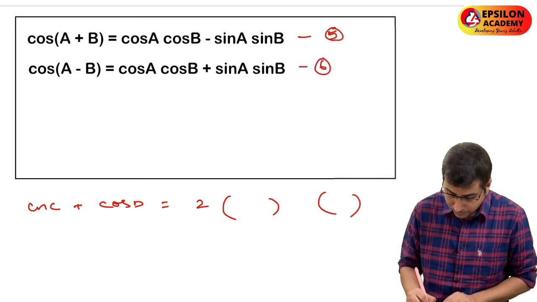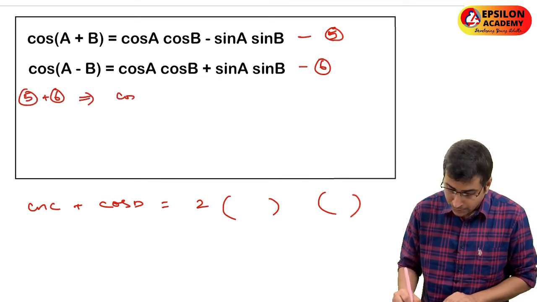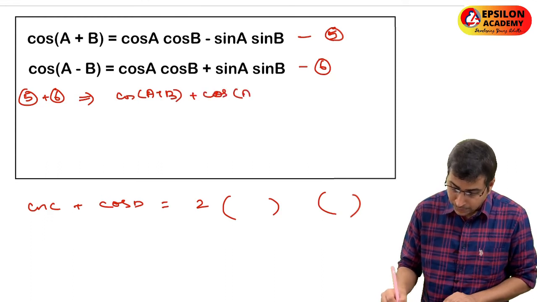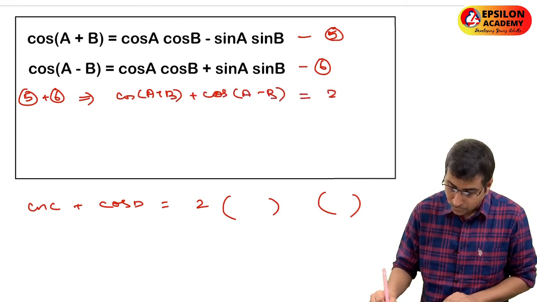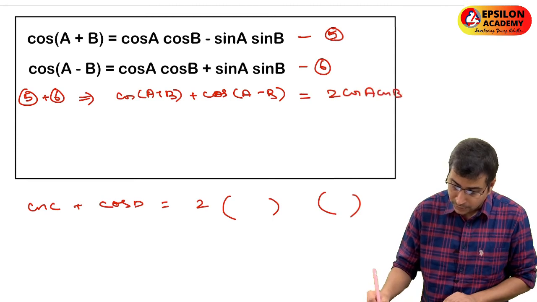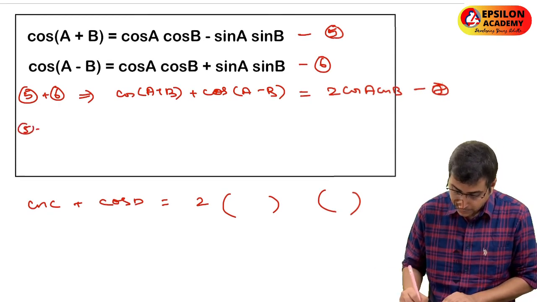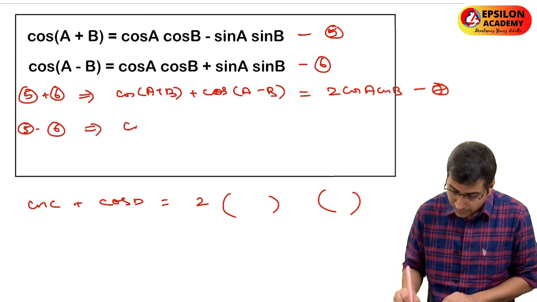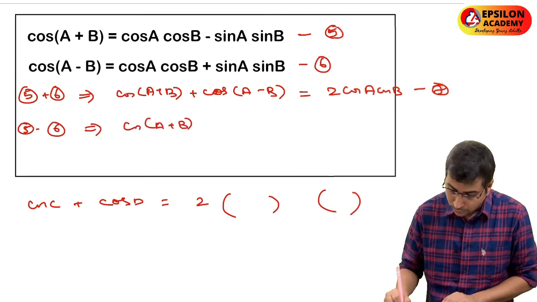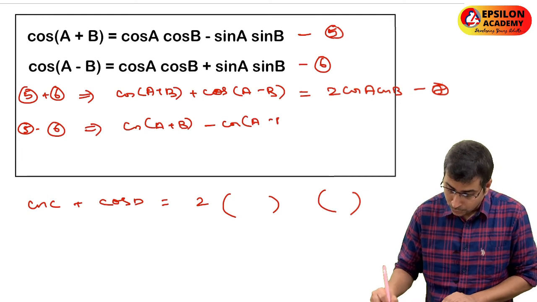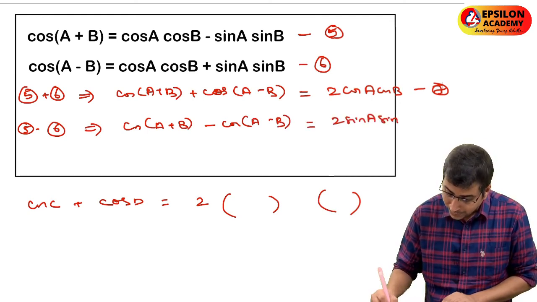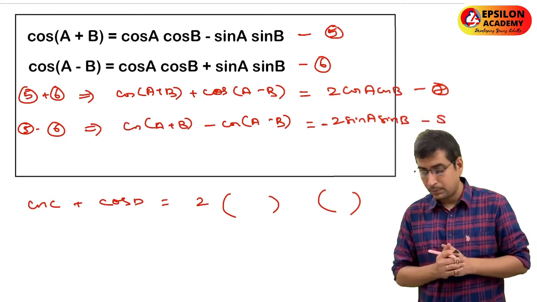If I add the fifth equation and the sixth equation, I will get cos of a plus b plus cos of a minus b is equal to 2 times cos a cos b. Let me call this the seventh equation. Similarly, if I do 5 minus 6, I will get cos of a plus b minus cos of a minus b is equal to 2 times sine a sine b with a negative sign. Let this be equation number 8.